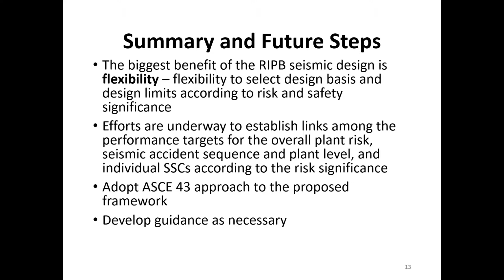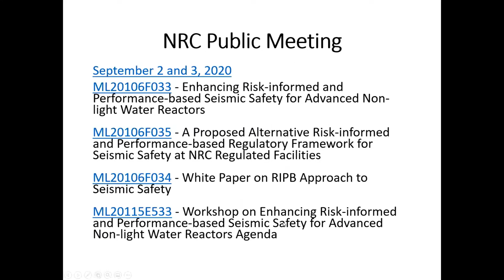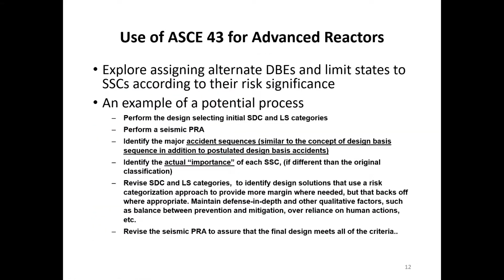Go ahead, Nilesh. Okay, so let's go to the one slide before this. No, I mean, the earlier slide. Okay, so the process we are developing is exploring the possibility of assigning alternate design basis earthquakes and limit states to structures, systems and components according to their risk significance. Once you determine that, the design process becomes a very familiar process using the current codes and standards. As an example, I've shown here what a potential process looked like. And I mentioned the PRA becomes a really major part of this process.